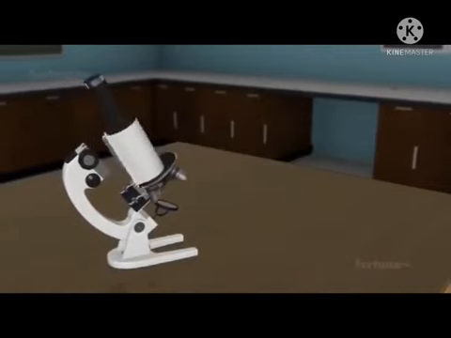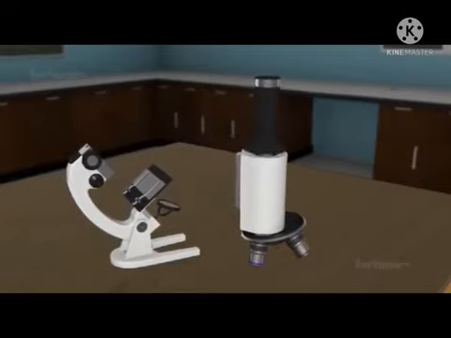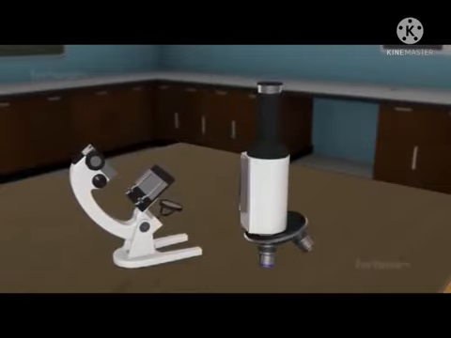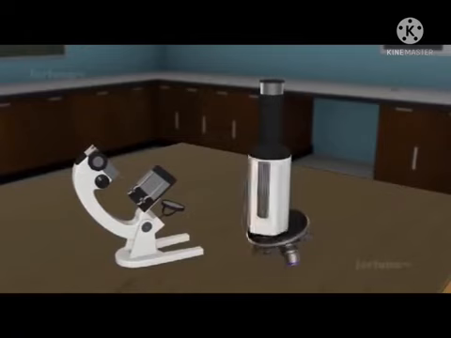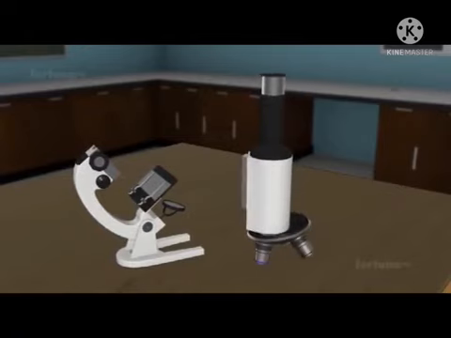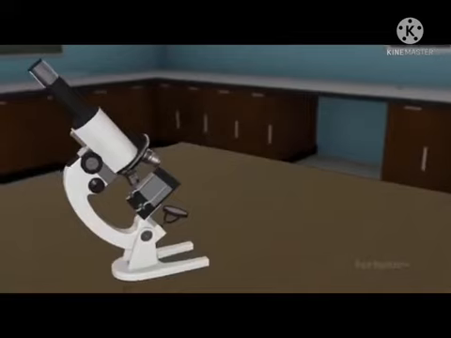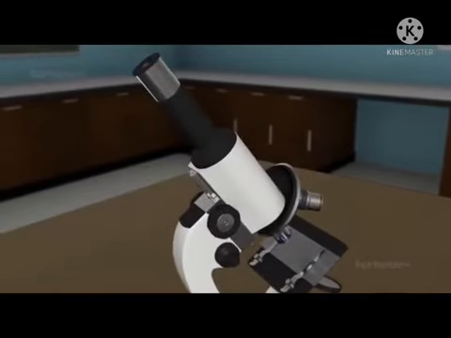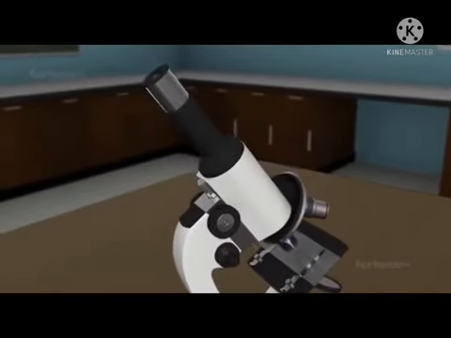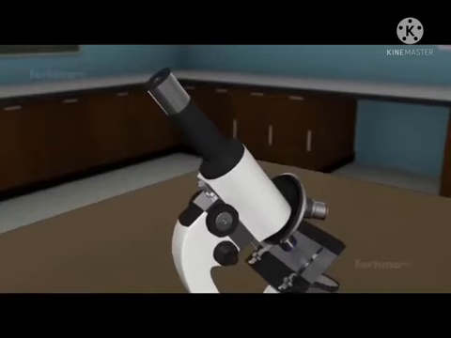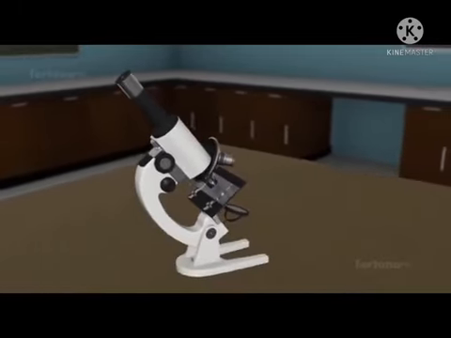The body tube is comprised of two smaller telescoping tubes with lenses coaxially mounted at either end. The wider tube holds the objective lens, while the narrow tube holds the eyepiece. The knobs for both coarse and fine adjustment allow the tubes to slide one into another, varying the distance between the two lenses.